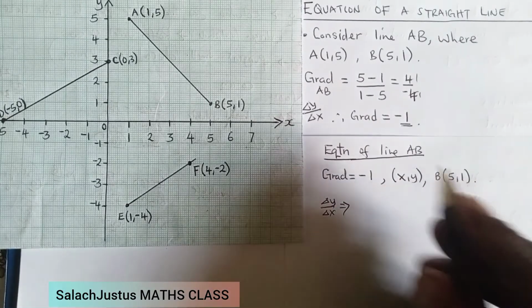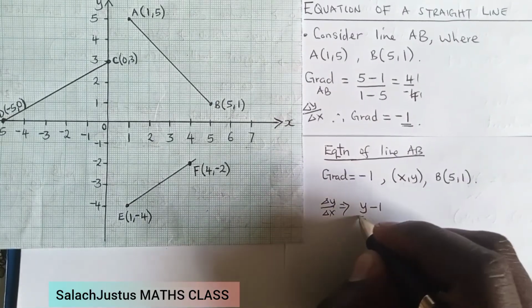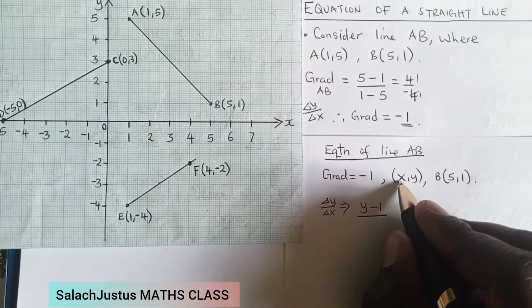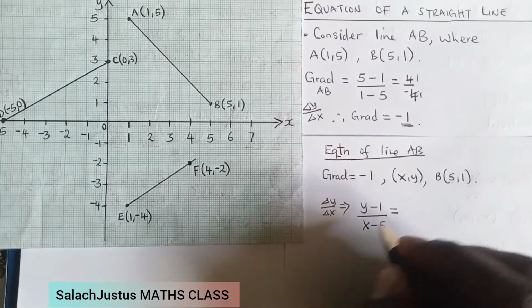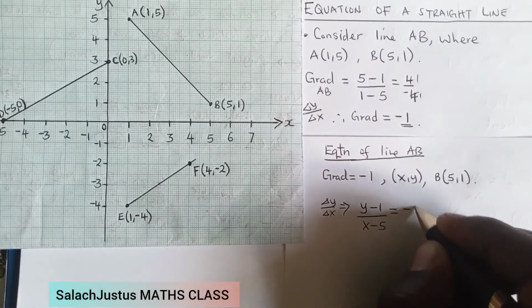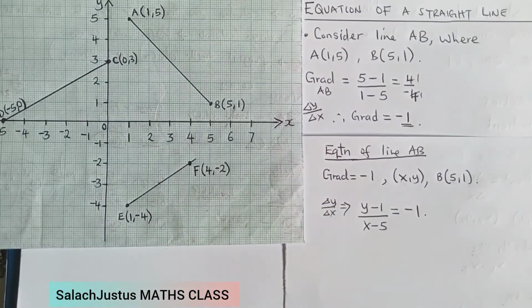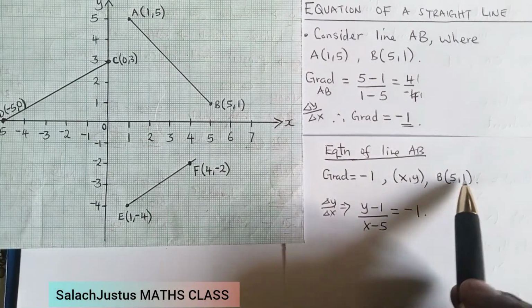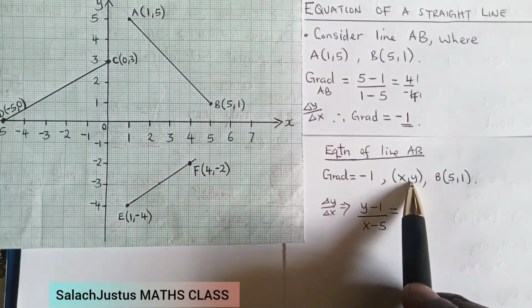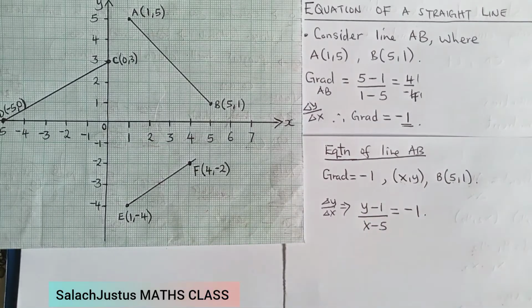I shall proceed as follows. (y minus 1) over (x minus 5) is equal to my gradient. So the gradient still remains negative 1. If the gradient of a line is negative 1, it remains that way, whichever points you pick. That is why when we pick a general point and one known point, the gradient still remains negative 1.